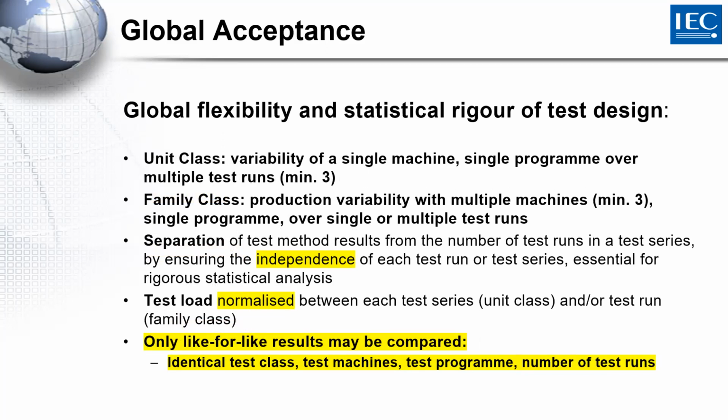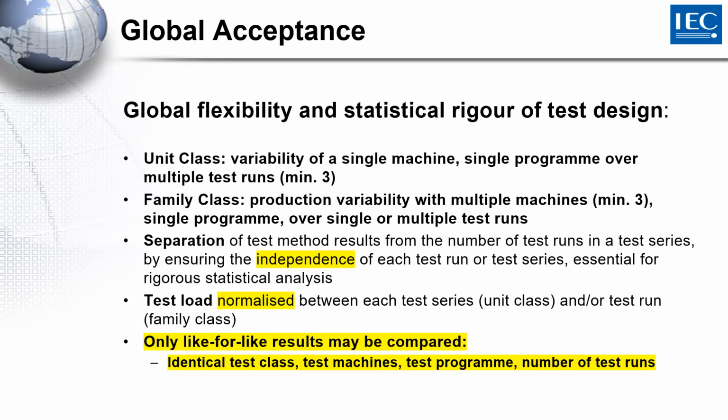Family class is production variability with multiple machines, with a single program over single or multiple test runs. And this looks at perhaps, I won't say better, but it's another way of looking at the production variability rather than extending it by a single machine's performance. But the separation of the test method results from the number of runs in a test series, and we make sure the independence of each test run or test series.